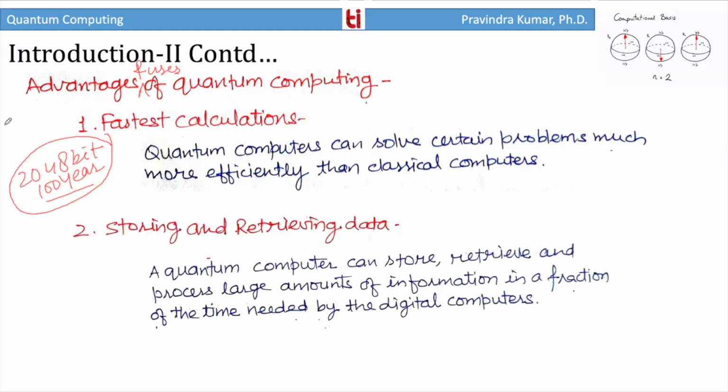Another advantage is storing and retrieving data. A quantum computer can store, retrieve, and process a large amount of information in a fraction of the time needed by a digital computer. This is possible because quantum computers deal with qubits instead of bits. There is another advantage of storing information in a quantum computer as qubits: the information cannot be altered or hacked by anybody. This is because a quantum computer uses the phenomenon of superposition to interrelate the two states, which makes it impossible for an unauthorized third party to know exactly how the states are related.